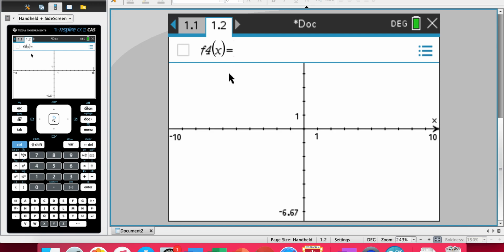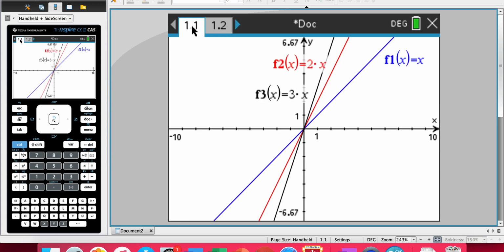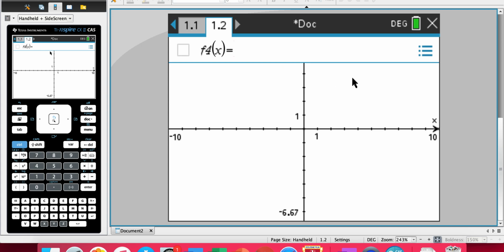Wonderful. So then I have, see, notice that it's continuing with the same number of functions. Because it's the same document, it will keep the order of the function. So it remembers the 1, 2, 3 functions that I have here, but I'm graphing them in a different page.